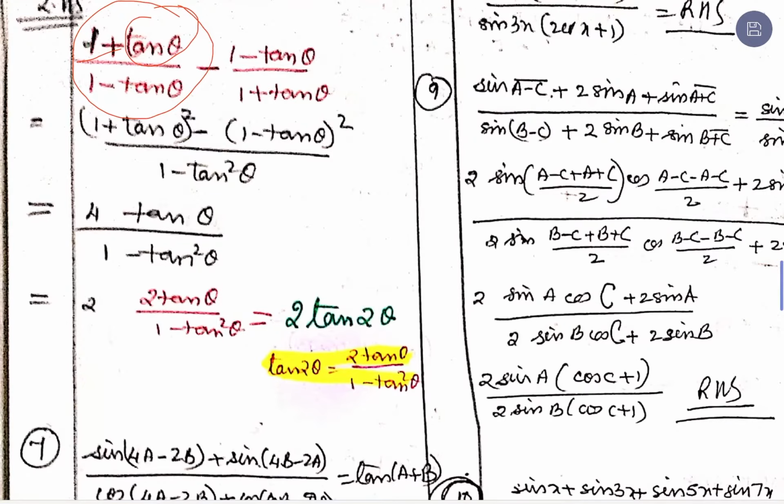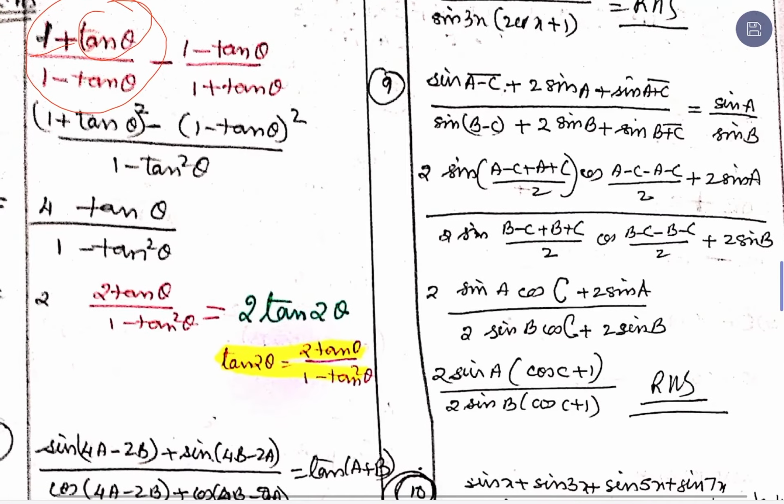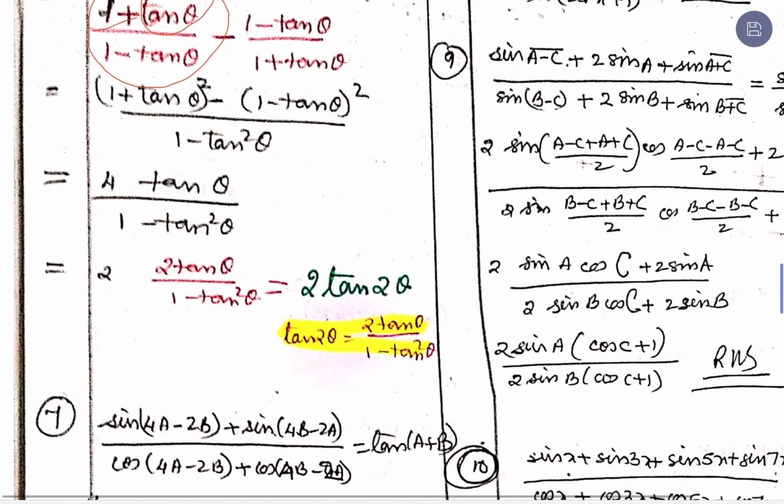So, 1 and 1 gets cancelled, tan square theta gets cancelled, 2 tan theta from here minus 2 tan theta makes it plus, so that makes it 4 tan theta, and the denominator part is 1 minus tan square theta. Now, we will split it as 2 times of 2 tan theta upon 1 minus tan square theta.